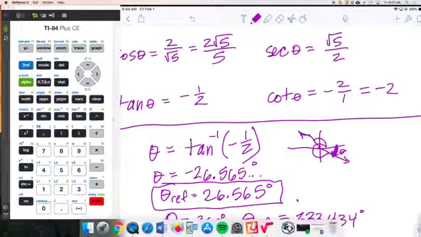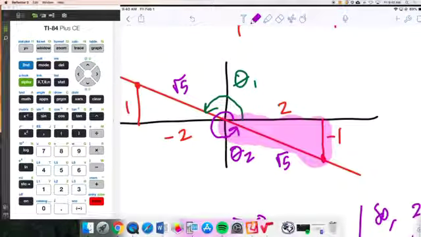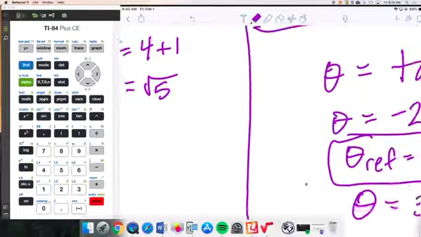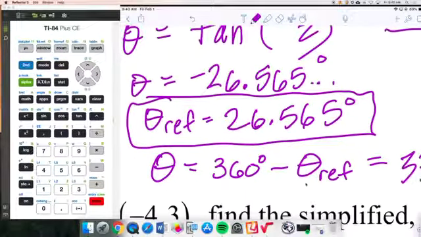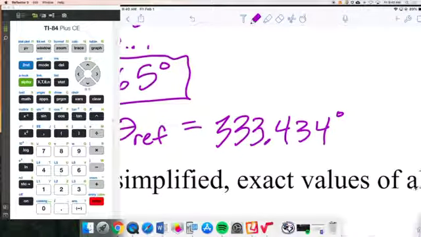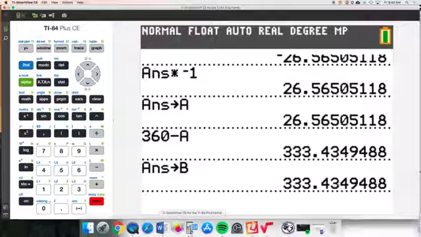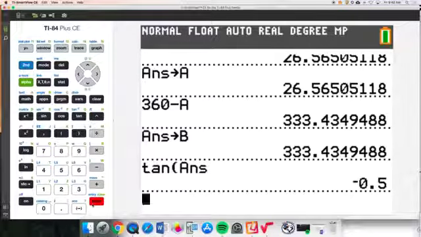So it's positive 26.565. Then to get to our answer, all we have to do is go all the way around, stopping that much short of 360. So to get our answer, it's just 360 minus the reference angle. Okay? And that ends up being positive 333.434. Okay? And that's the answer. And then you can check by taking the tangent of that. In fact, I have it sitting right here. If you just take the tangent of that answer, you should get -1/2, okay? And then you can check with the others as well.